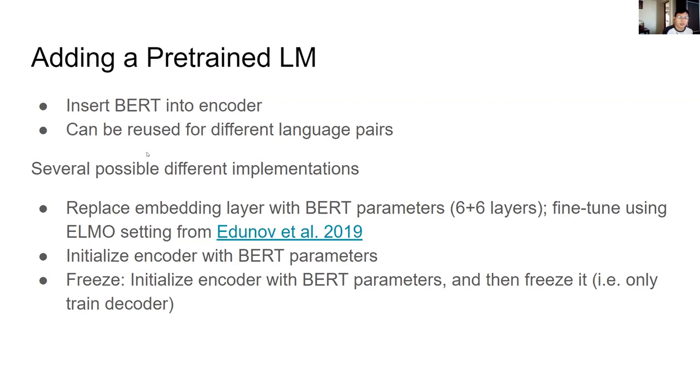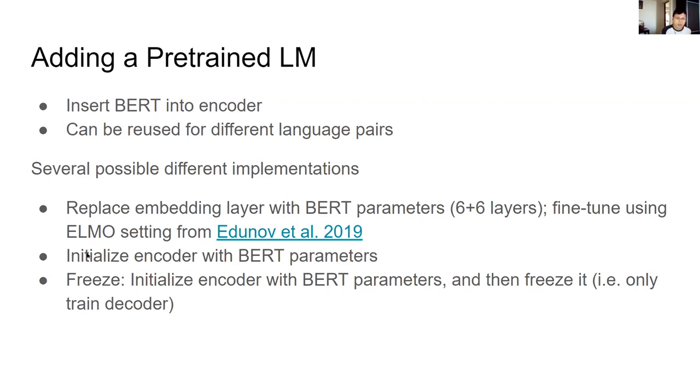Okay. So in the paper, they also talk about how they can possibly implement it differently. The first way is that they replace the embedding layer in the transformer model with BERT parameters, so now the encoder will have 6 BERT layers and 6 encoder layers. And they said they fine-tune using the ELMO setting from another paper.